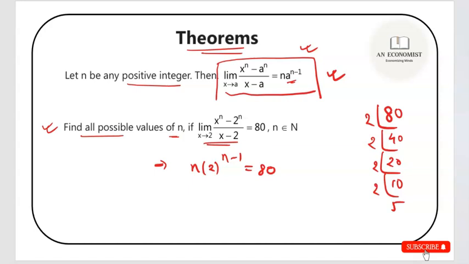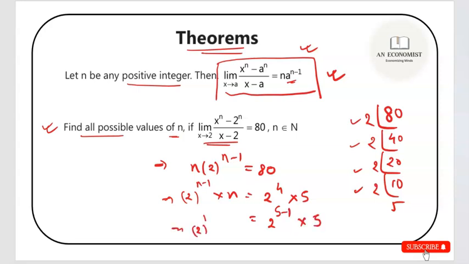Right? So 80 can be written in the form 2 to the power 4 into 5. Here you have 2 to the power n minus 1 into n. Now to compare, what you can do is write 2 to the power 5 minus 1 into 5, right? Here you have it as it is. So if you compare this, what you will see is n is equal to 5.